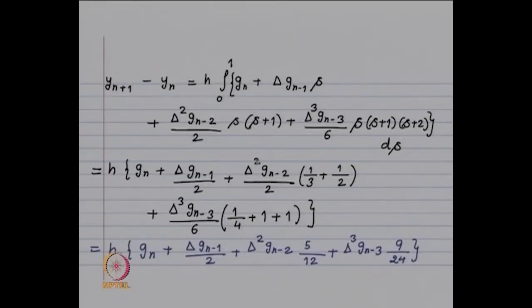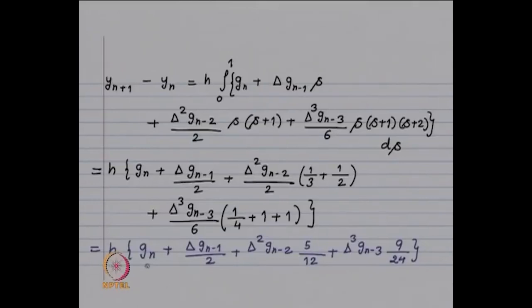So, it will be 1 by 3, integration of s again s square by 2. So, it is 1 by 2, plus delta cube g_{n-3} by 6, and now integration of this will be 1 by 4 plus 1 plus 1. When you simplify, you will get h multiplied by g_n plus delta g_{n-1} by 2, plus delta square g_{n-2} multiplied by 5 by 12, plus delta cube g_{n-3} multiplied by 9 by 24.